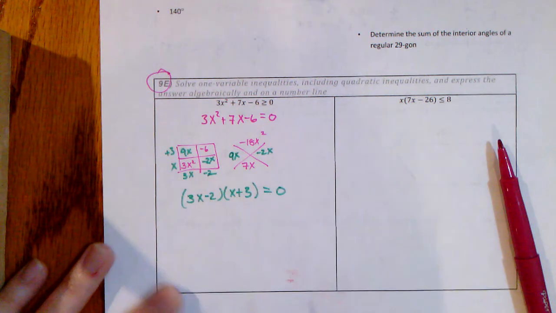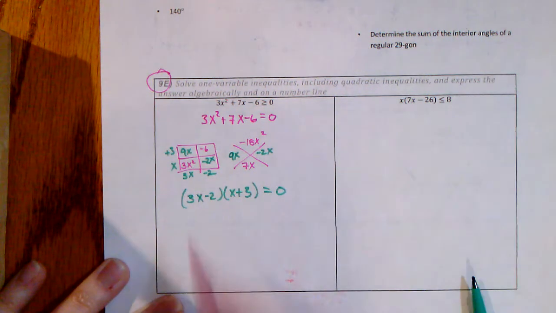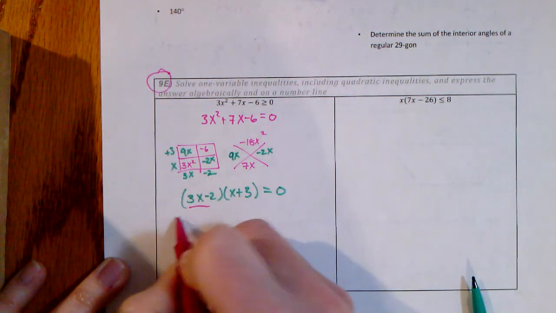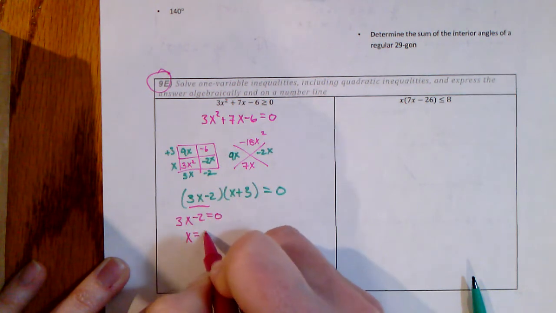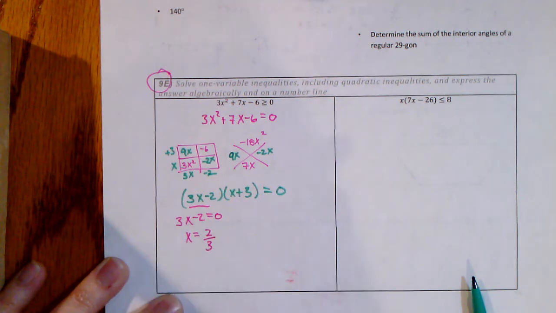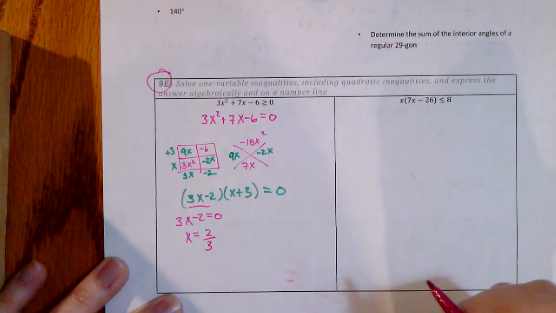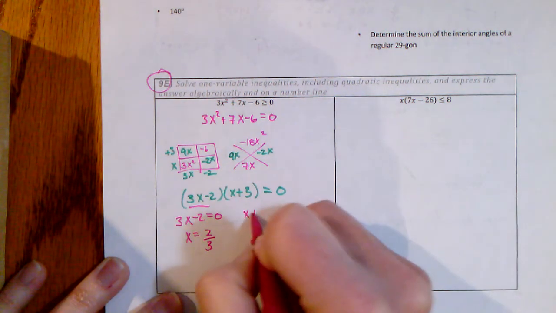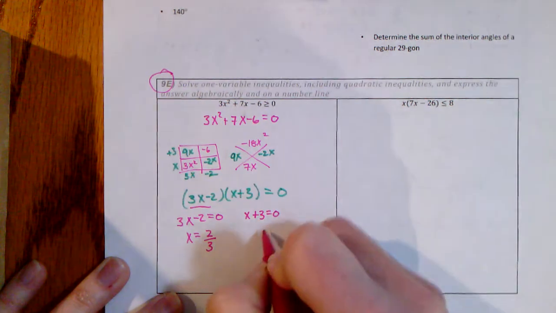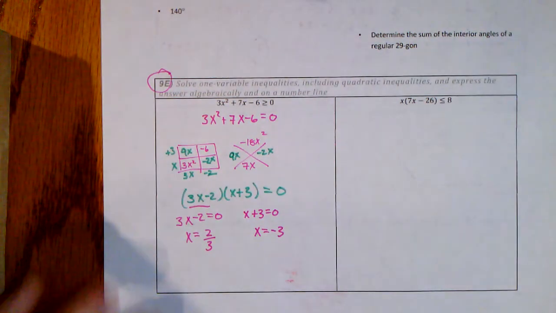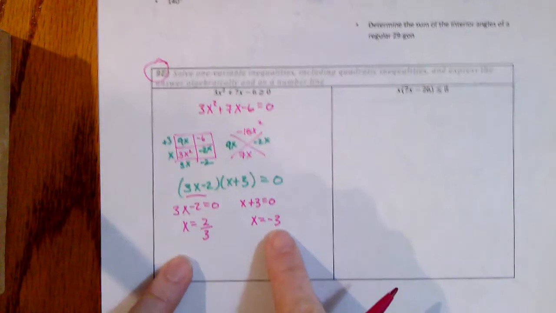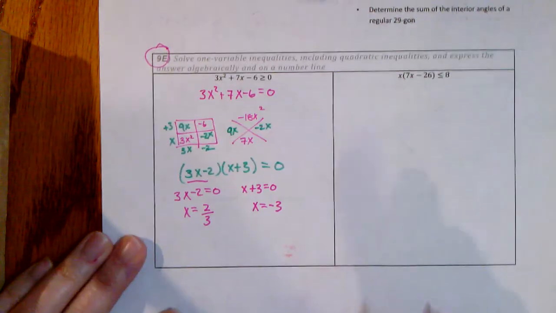I'm going to set each one of those equal to 0 using the zero product property. First one I have is x is equal to 2/3. Find my other 0, x is equal to negative 3. Okay, so these are my boundary points. I'm going to use these as my boundary points, right?